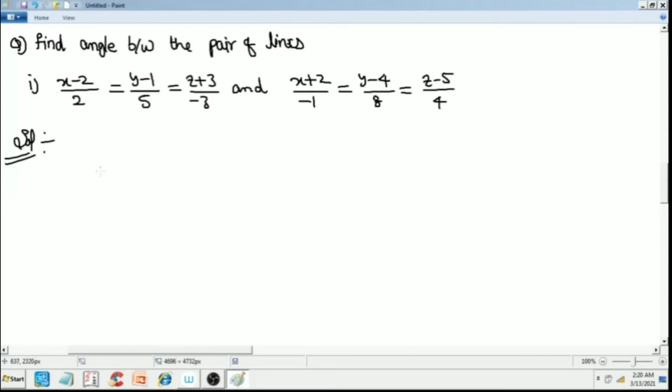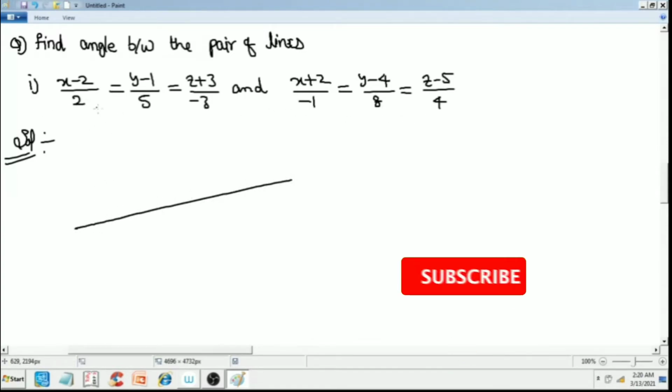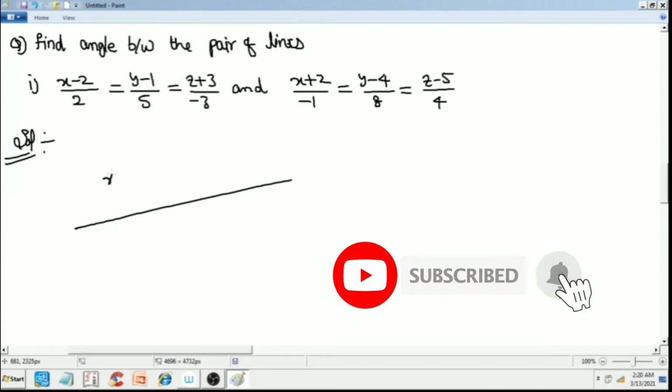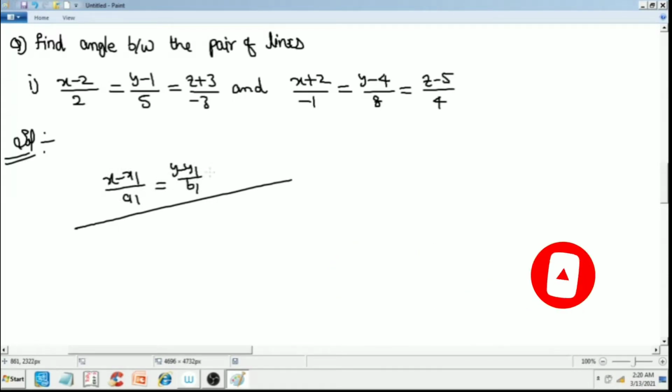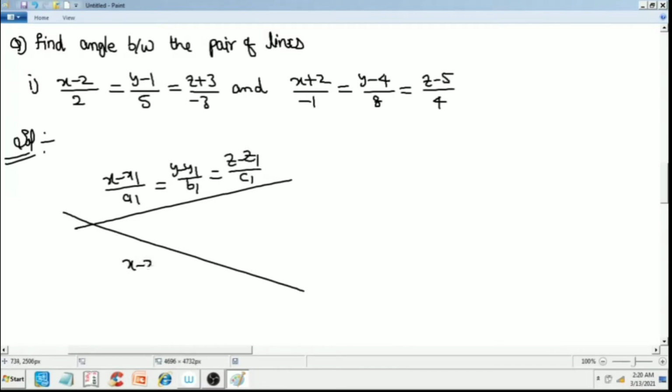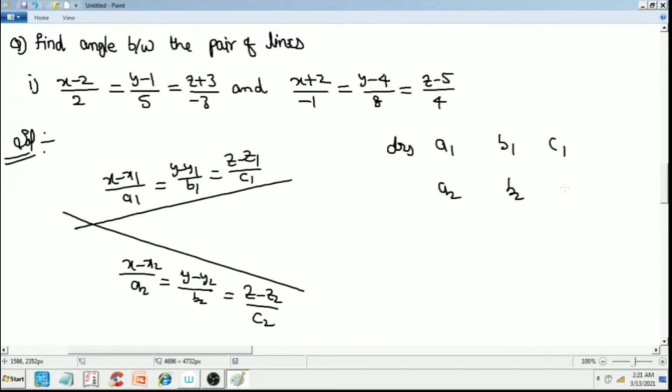Given these two Cartesian lines, let us say this is (x − x1)/a1 = (y − y1)/b1 = (z − z1)/c1, and one more line is (x − x2)/a2 = (y − y2)/b2 = (z − z2)/c2. Here the direction ratios are a1, b1, c1, a2, b2, c2.